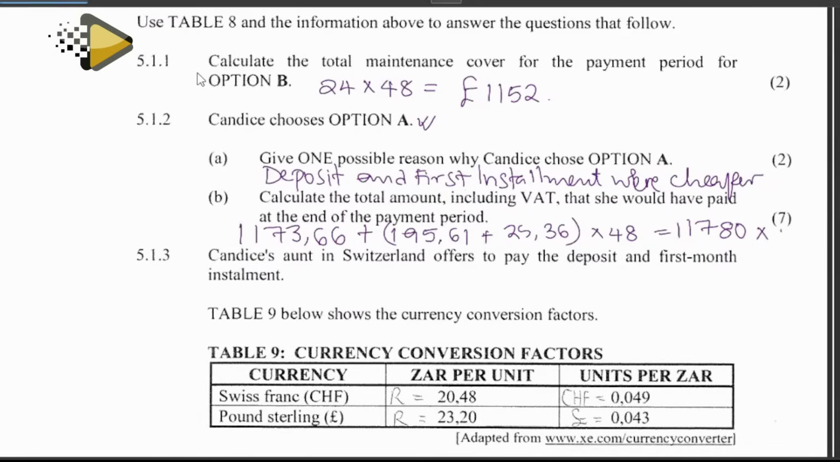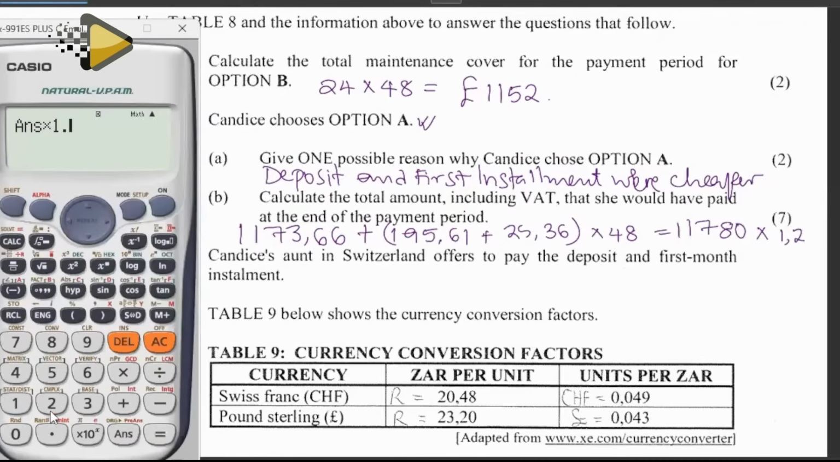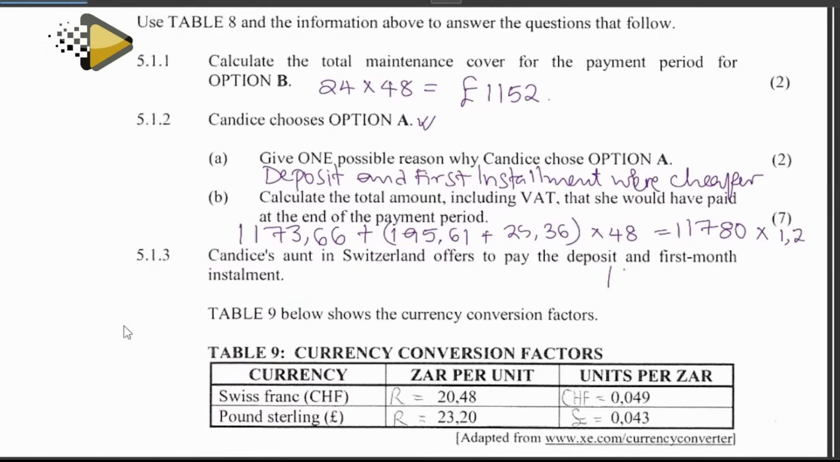Now, they said including VAT. So we are going to include their VAT, which is 20%. So we shall multiply by 1.2. Times 1.2, which is 14,136.26. Okay.